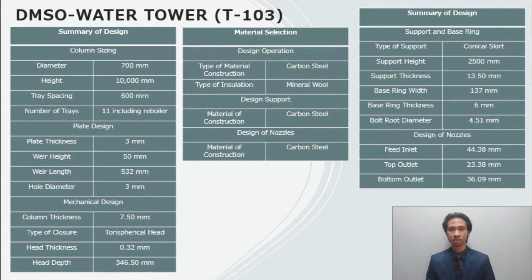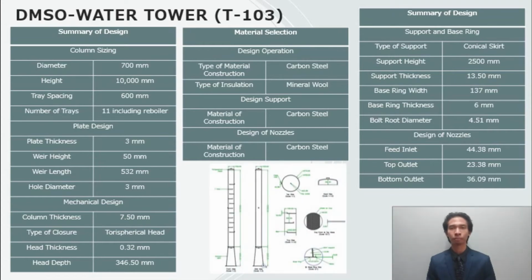Based on the calculation, the number of trays needed is 11 trays, including the reboiler, with spacing of 0.6 meter. The column efficiency is expected to be 43.65%. The plate thickness is set to be 3 mm each. The carbon steel material is chosen after selection is made based on the scoring method. The type of insulation is mineral wool with a thickness of 60 mm. Torus spherical head is chosen with a thickness of 0.3172 mm.